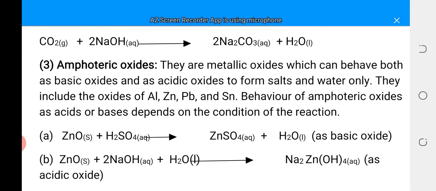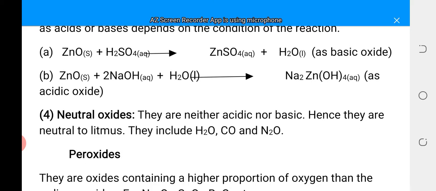Moving forward, we also have another example of oxide we call neutral oxide. These are neither acidic nor basic, so they are neutral to litmus. When you take a litmus paper, these kinds of oxides do not turn red litmus paper to anything, and they do not turn blue litmus paper to anything. It remains like that. Such oxides include H2O, CO, and N2O. H2O, that is water; CO, that is carbon 2 oxide; and N2O, nitrogen 1 oxide.